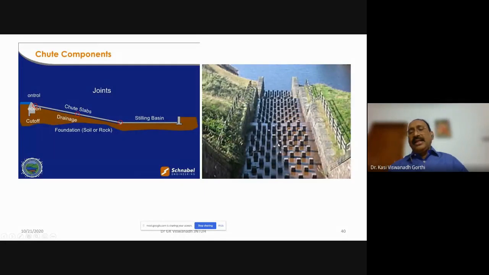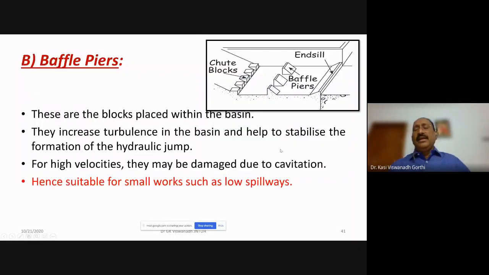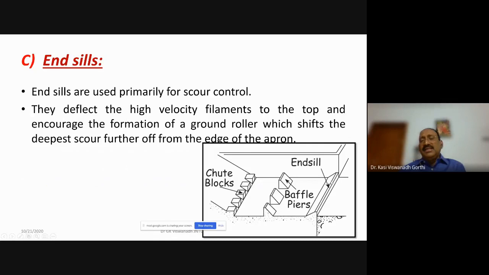All intermittent blocks which are provided here are like baffle piers. So these are the blocks placed within the basin, and they increase the turbulence in the basin and help to stabilize the formation of the hydraulic jump. For high velocities, they may be damaged due to cavitation, hence suitable for small works such as low spillways. End seal. This is the end seal.